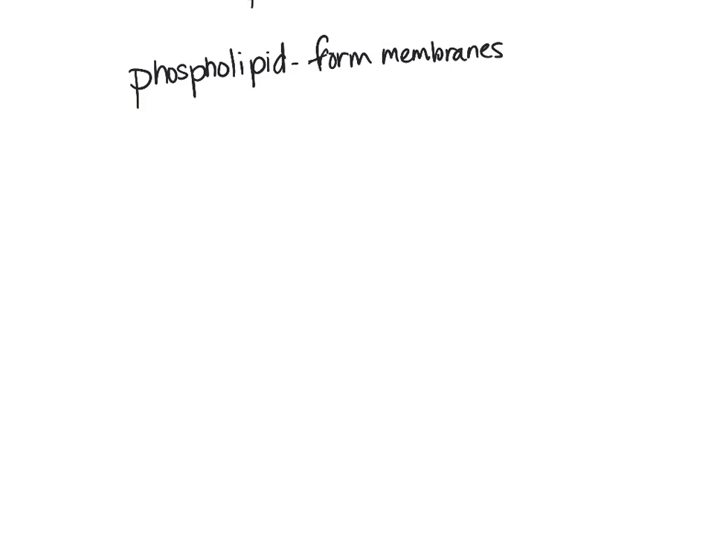Our phospholipid structure is that we have a glycerol, which we just noticed in our triglyceride. We have a glycerol, but it has 2 fatty acids attached to it. So instead of tri, meaning 3, as in our triglyceride, now we have 2 fatty acids attached to a glycerol.